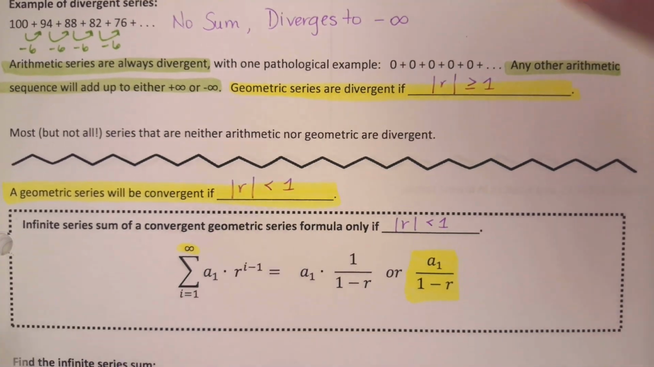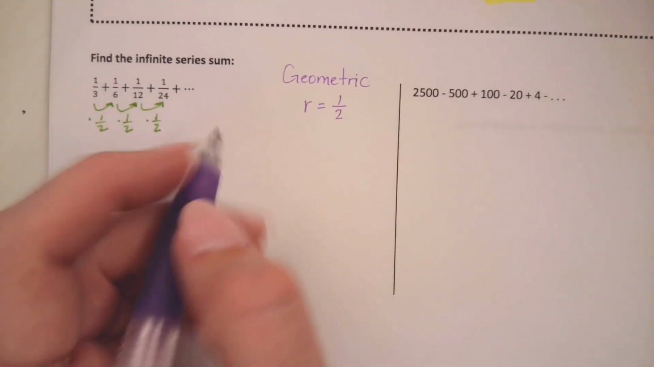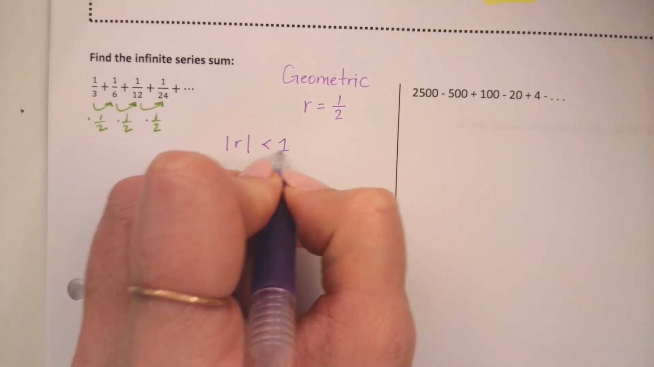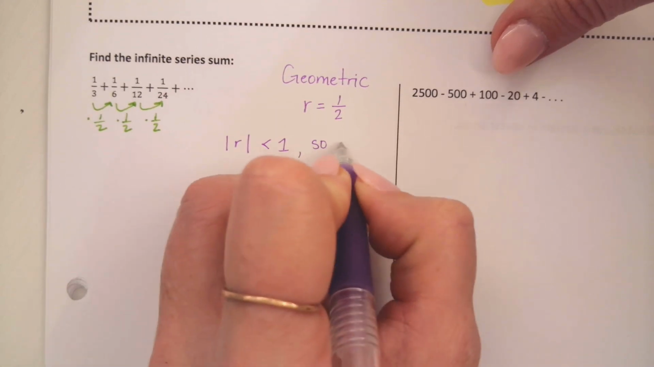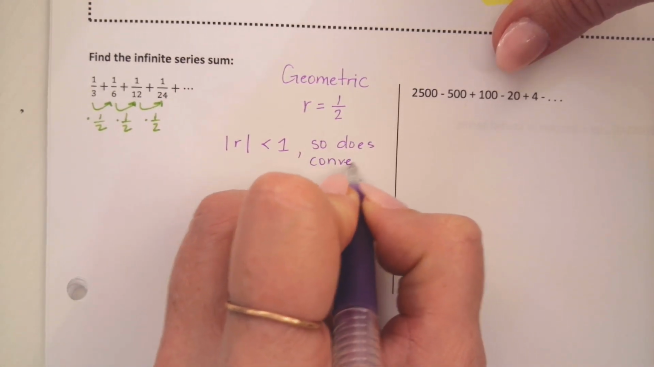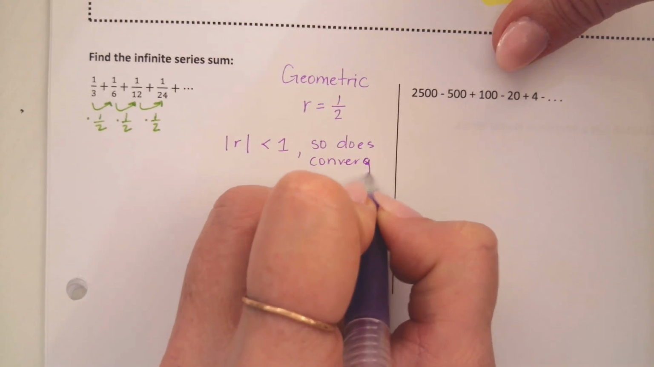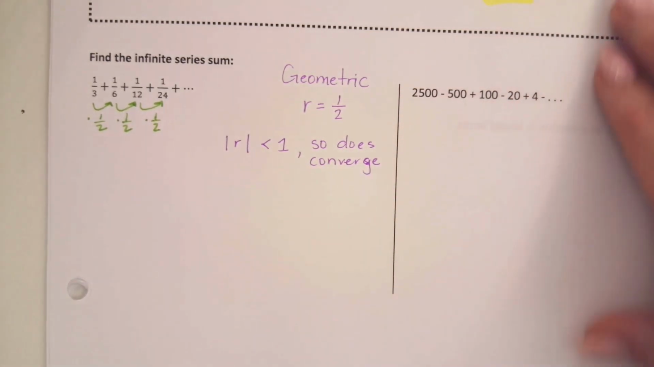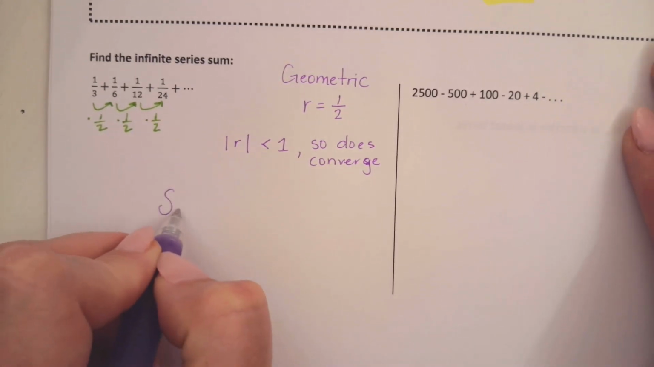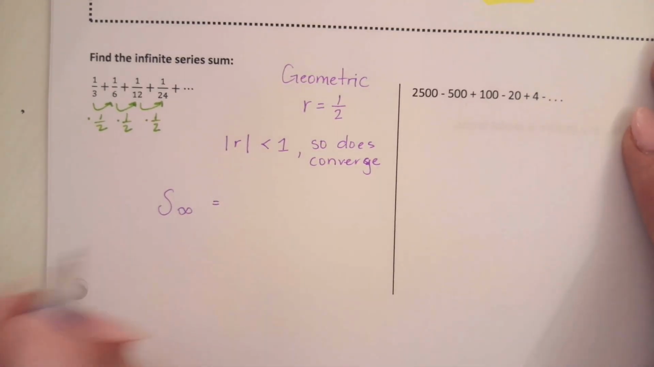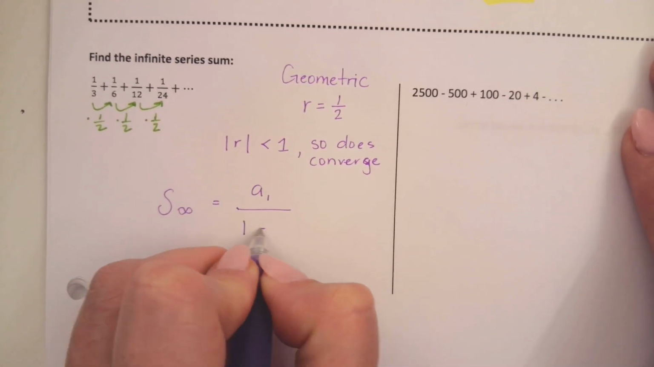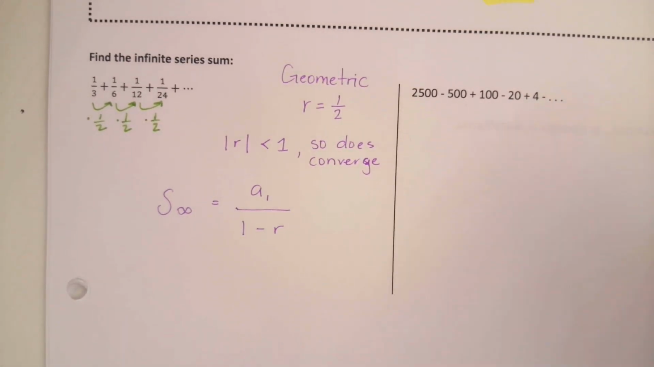Converge. Yes, it is going to converge. I'm going to write that down. So I'm going to say the absolute value of the common ratio is less than 1, so it does converge. And if it does converge, then we get to use our formula to find the actual sum. So the formula, the infinite sum, is our starting term divided by 1 minus the common ratio.